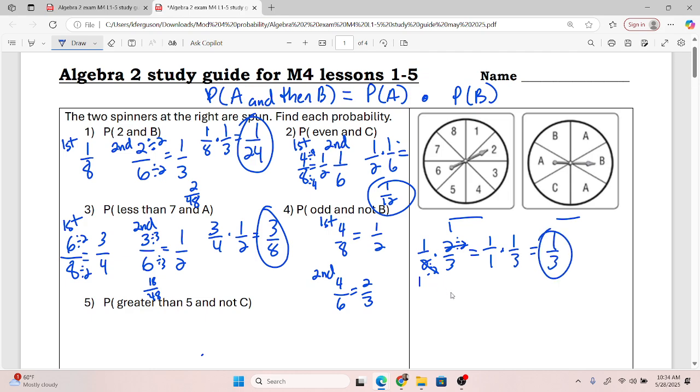Now, you could have started with 4 over 8 times 4 over 6 and got 16 over 48. And then you could have tried to reduce that. You could say 2 goes in there. You could say 4 goes in there. You could say 8 goes in there. There's a bunch of numbers that go in there. But you got to keep reducing until you can't reduce anymore. And it breaks down all the way to 1 over 3. Because you can divide the top by 16 and the bottom by 16. 48 is 3 times 16. So you get 1 over 3.